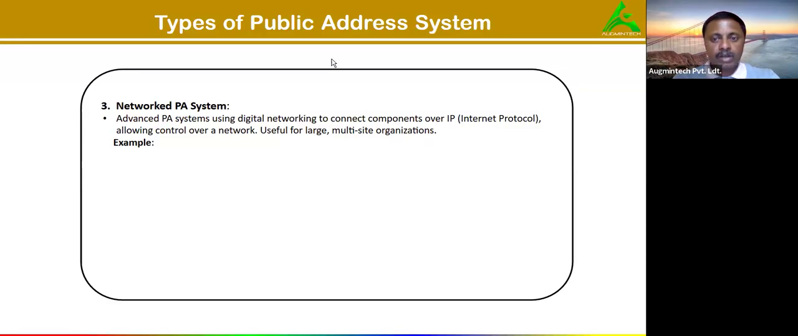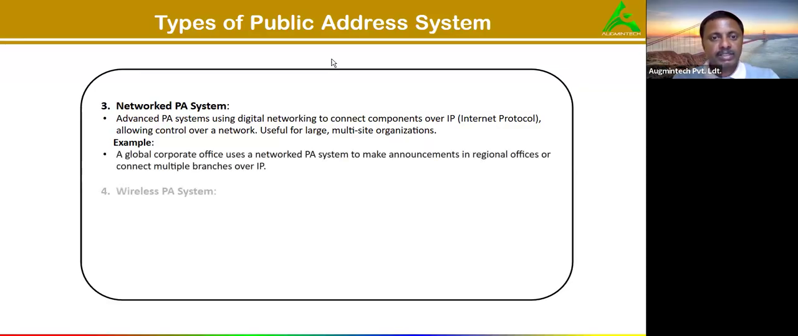This is useful for large or multi-site organizations, such as a global corporate office. They can use this kind of networked PA system to make announcements in their regional offices, or connect multiple branches over this IP. That can also be done. So these are the technologies, like all embedded systems usually.